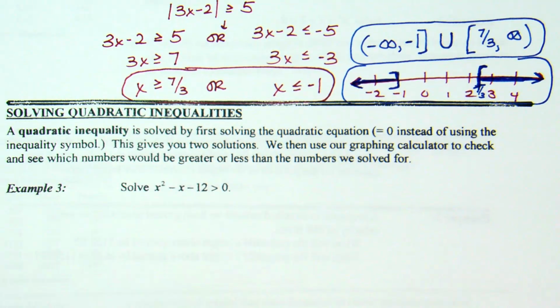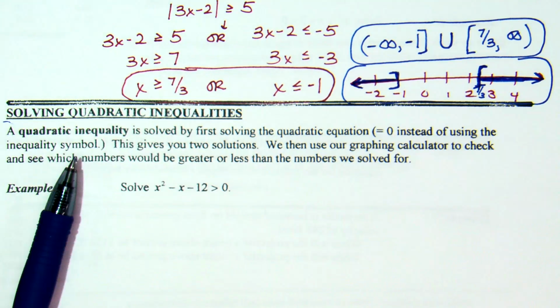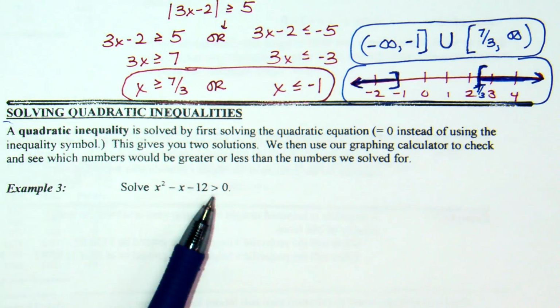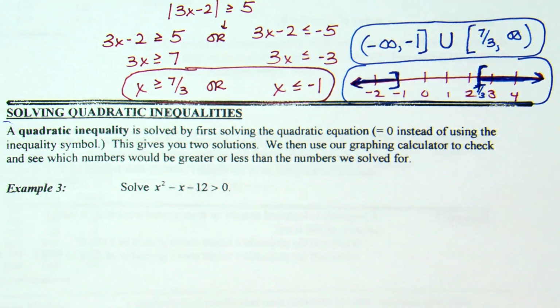So we're used to solving these by hand, right? Notice what it says here. A quadratic inequality is solved by first solving the quadratic equation. So in other words, making it equal 0 instead of an inequality symbol. So the first thing we're going to do is take this and make it equal 0. And then we're going to talk about where this crosses the x-axis.